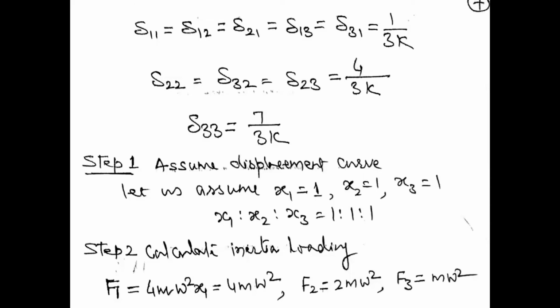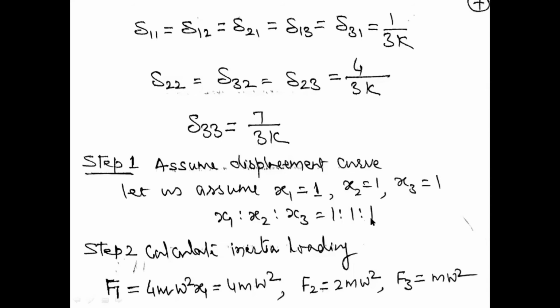Now let us start with Stodola's method. First of all, you need to calculate all those deflections at different masses because of the unit load applied at different masses. Now, as I have told you, in Stodola's method, you have to start with an assumed initial displacement. In this case, we assumed x1 is equal to 1, x2 is equal to 1, and x3 is equal to 1. They are in the ratio of 1, 1, 1.